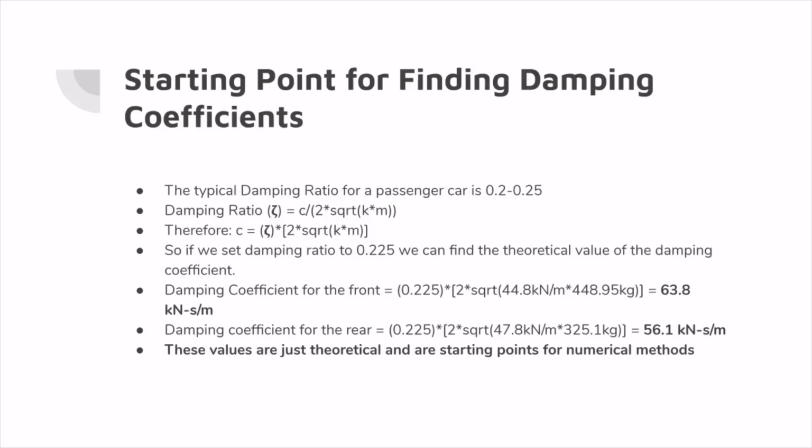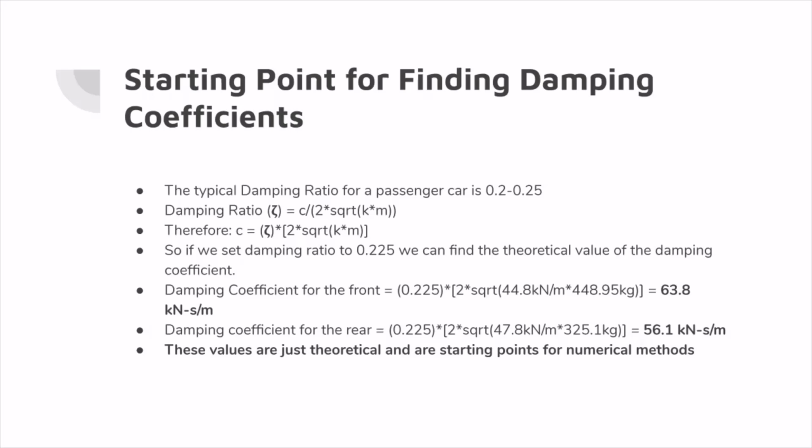For the starting point for finding the damping coefficients, we looked at the typical damping ratio for a passenger car, which was roughly 0.2 to 0.25. The damping ratio is equal to C over 2 times the square root of K times M. So if we set the damping ratio to 0.225, we could find a theoretical value of the damping coefficient.